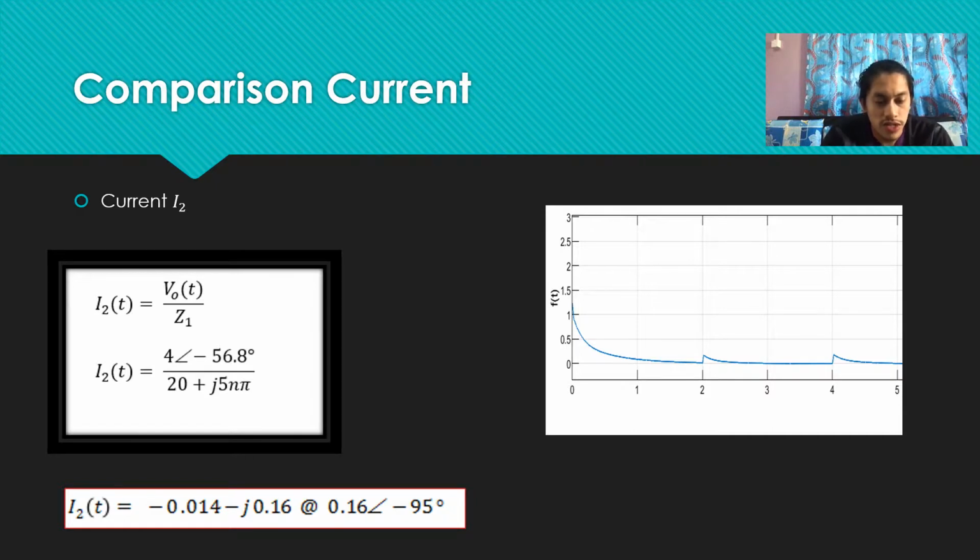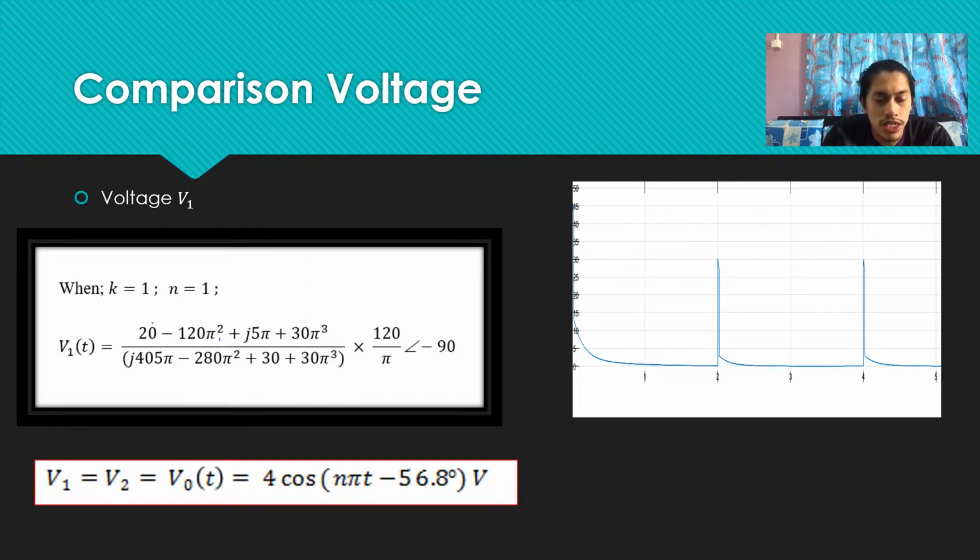For the voltage V1, we use this formula and we substitute the n with 1, so we will get the answer like this. Basically V1 and V2 have the same value because both voltages are in a parallel circuit. So after we run the answer in the MATLAB simulation, we will get this answer. Same with voltage 2, the answer we will get is the same.